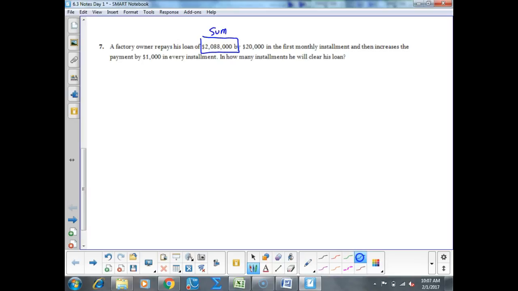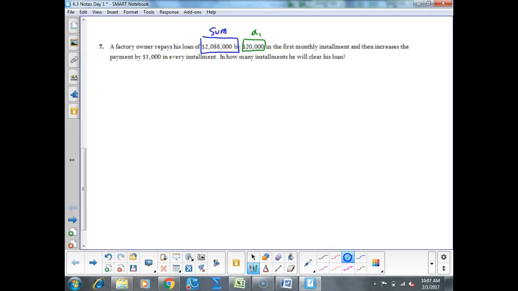Okay? Not A sub n, not the last payment, that's the sum of all the payments. What is 20,000 then? That's the first payment, right? So that would be A sub 1, not A1. That's what I put on my notes.